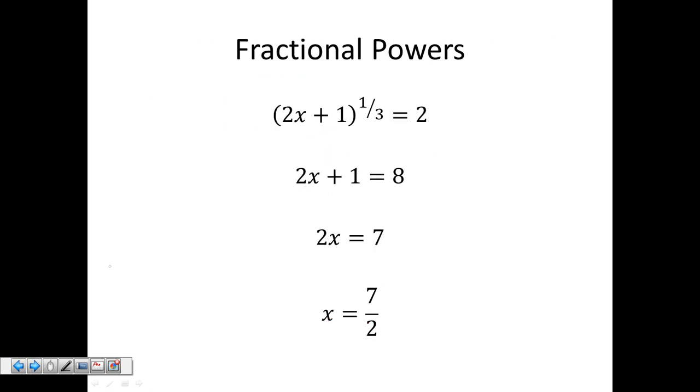Alright, let's take a look at an example where we have a fractional power. So a cubed root is the same as a 1/3 power. So the way to get rid of this 1/3 power is to cube to get rid of it. Now I'll cube the other side and I'll get 2x plus 1 equals 8. Subtract the 1 over, 2x equals 7. Divide the 2 over, and I have x equals 7/2.